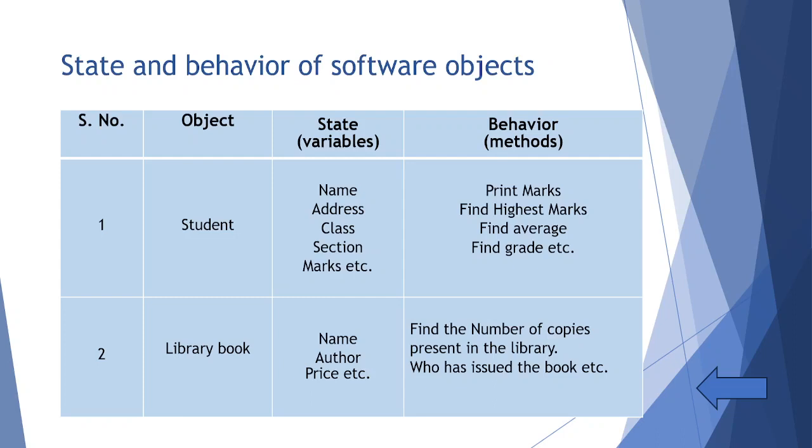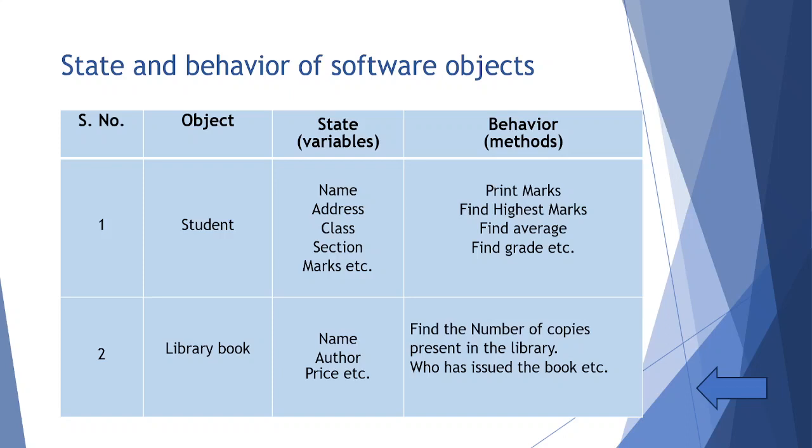We can write programs for a student or a library book or a grocery item. Now, state of a student: name, address, class, section, marks, etc. Class may change, section may change, address may change. Behavior: printing marks, finding highest marks, finding average, finding grade of a student. The behavior works, the method works similarly for each student.